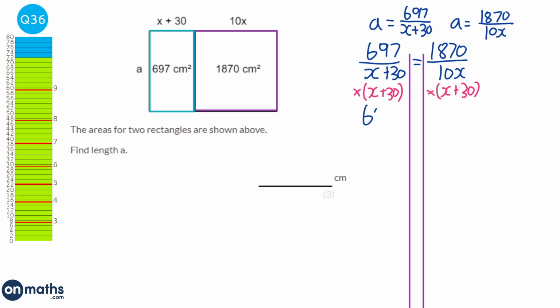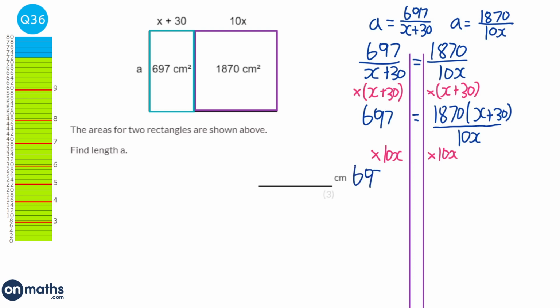And so this will just be 697 on the left hand side, because that gets rid of the denominator. And it will be 1870 times x plus 30, and then all of that over 10x. Same thing again, but I'm going to get rid of the denominator on the right hand side, so I'm going to times both sides by 10x. So we've got 697 times 10, which would be 6,970x, because it's 10x.